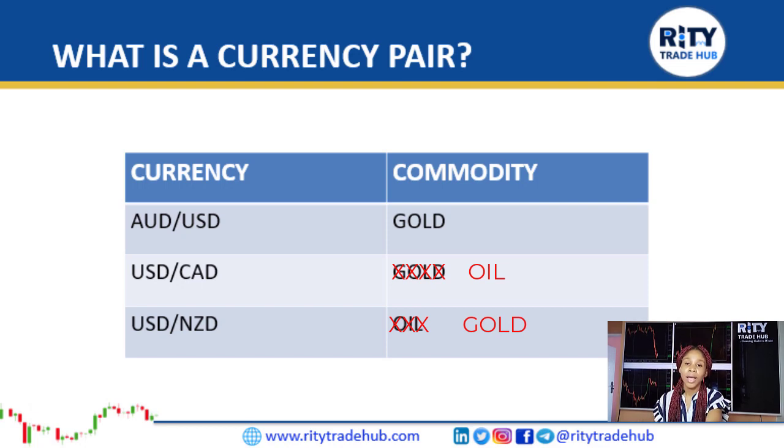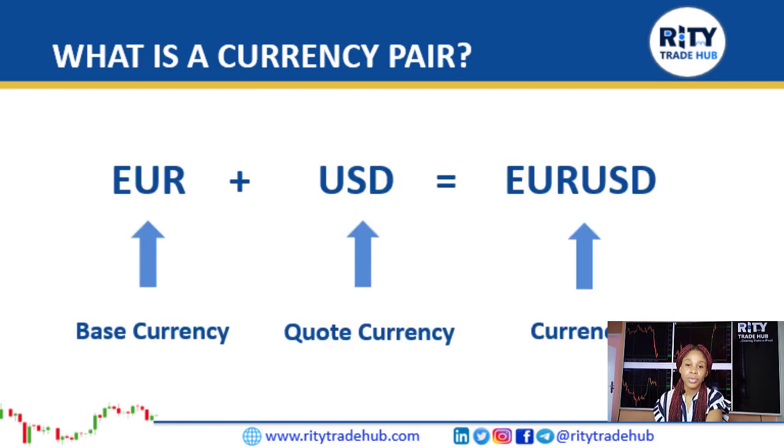Now with that being the case, if we have a currency pair, say the euro USD, this is how you're always going to look at it. The first currency within the pair is called the base currency, while the second currency within the pair is called the quote currency. An important thing to note here is that the base currency is always stronger than the quote currency, with few exceptions.